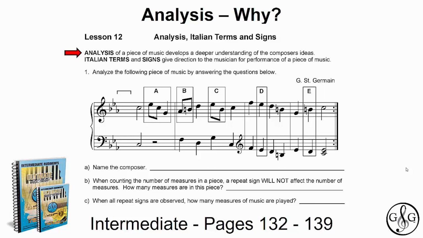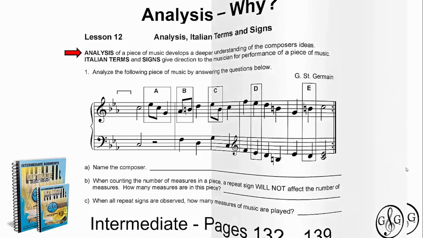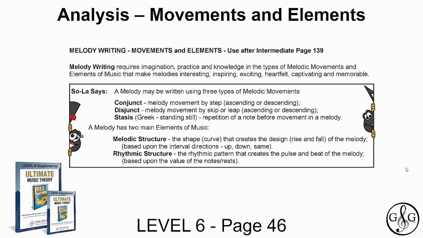Now, in the Intermediate Rudiments workbook, on pages 132 to 139, once students have completed this, they're going to go on to melody writing and movements and elements. We use this in Level 6, page 46, and this is after Intermediate page 139. So after Intermediate Rudiments, page 139, students will complete Level 6, page 46. So let's see what SOLA says.